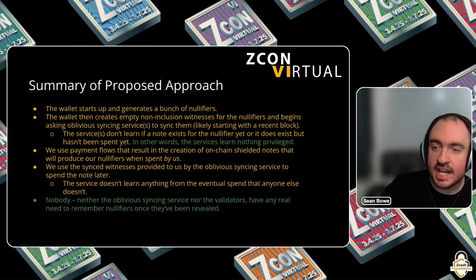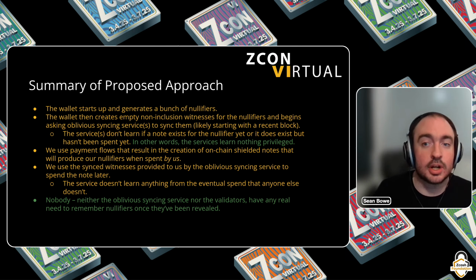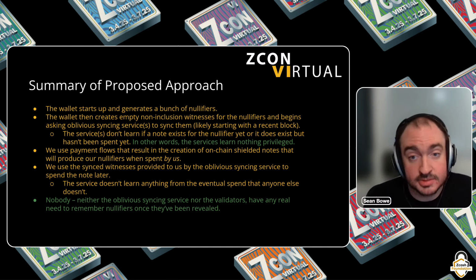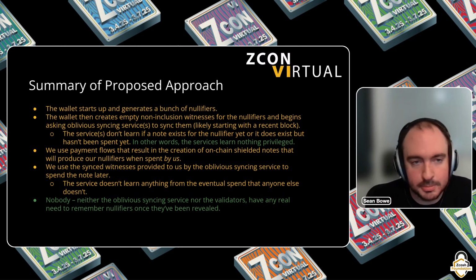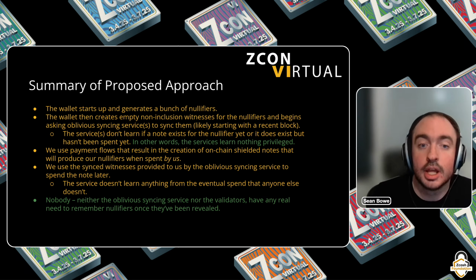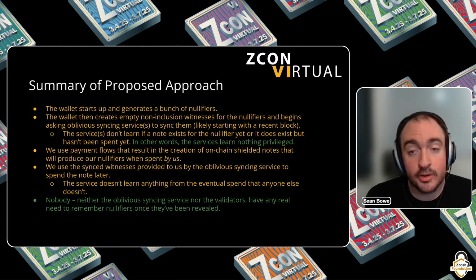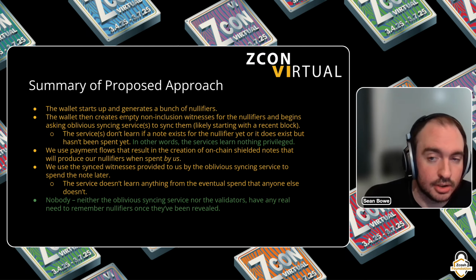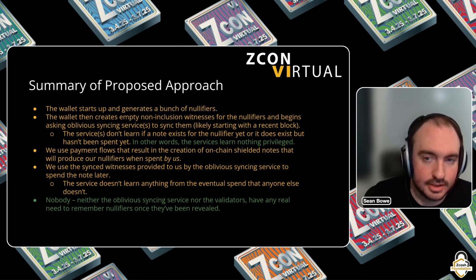And we then ask an oblivious syncing service to start syncing these witnesses with the chain for us. And so the service might learn the nullifiers, which are made public eventually anyway when we spend the note that they're attached to in the future, but they don't learn where the note is that they're syncing the witnesses for, or even if a note exists on the chain for that nullifier, even yet in the chain.